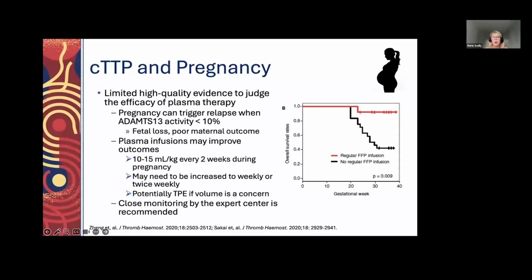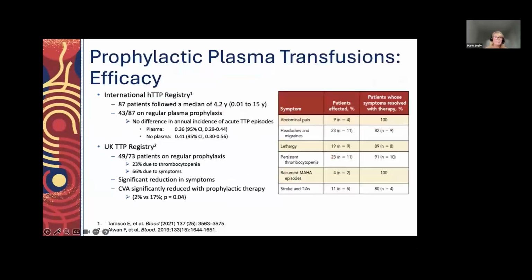Starting with infusions of 10 mils per kilo every 2 weeks during pregnancy, one would not normally need to increase this to weekly, certainly in the 3rd trimester, but in part guided by the patient's previous obstetric history. And there are some cases where maintaining the blood counts and fetal well-being can resort to plasma exchange. And these patients need very close monitoring in an expert centre with the neonatal team and obstetricians at hand.